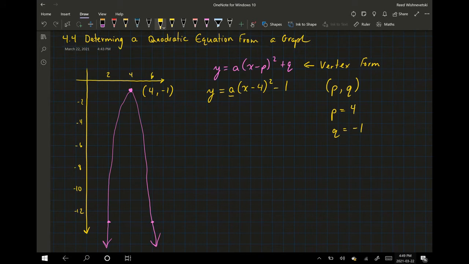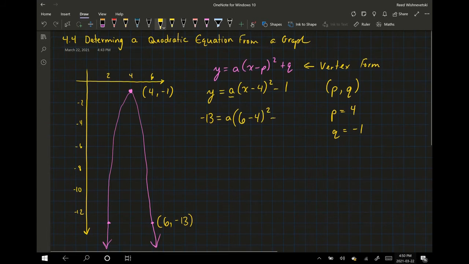So I'm going to choose this coordinate right here, which is going to be (6, -13). And I'm going to go ahead and substitute that in. So we're going to substitute negative 13 in for y. And then we're going to substitute in 6 for x. And then keep our vertex points in there.